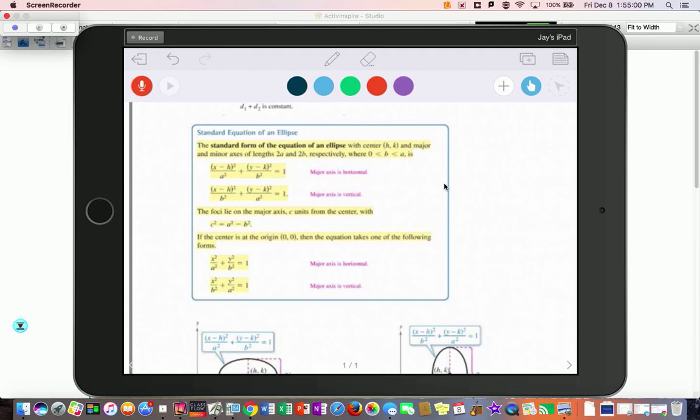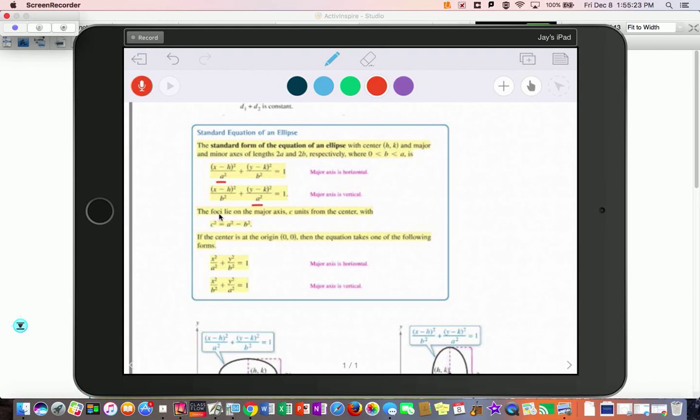these are the standard forms, again, that you'll want to know. Something like this and something like this. And what you'll notice is that A, they talk about A being the largest denominator, so the furthest spread from the center. So we're going to talk about that.